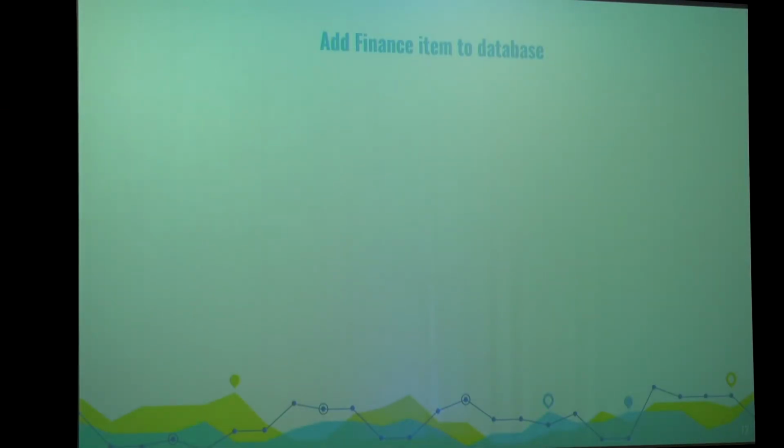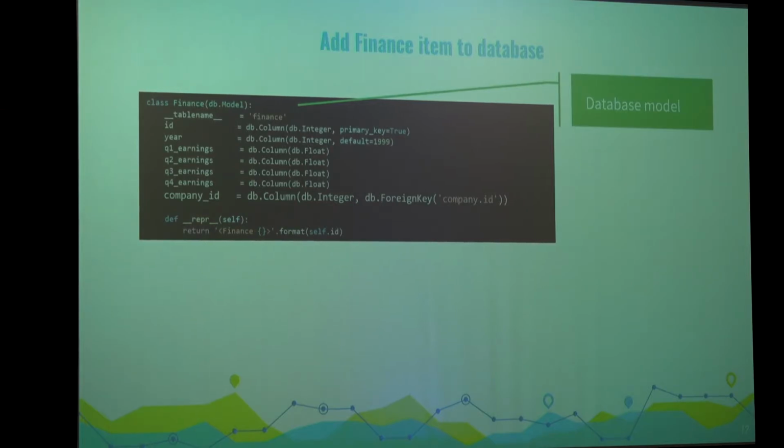Okay, so first thing we're going to do, we'll start from the bottom up from this perspective. So we'll start with the finance items, and we'll create the finance model. So in our models.py, this is how we'd create a model in SQLAlchemy. So it's pretty intuitive there. So we have a couple of columns there. So we have an ID column, a year column, 4 earnings columns. So you can see from that the ID is an integer type and it's a primary key. The year is an integer type. It defaults to 1999. It's pretty intuitive to see.